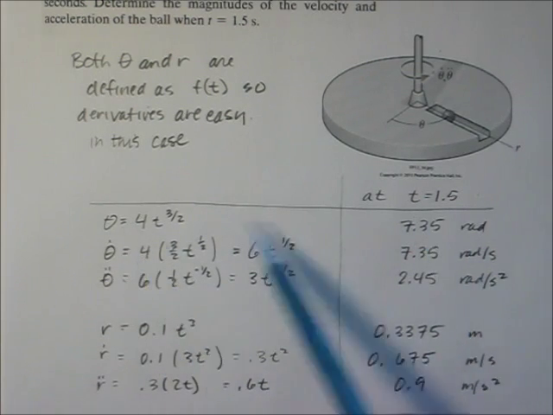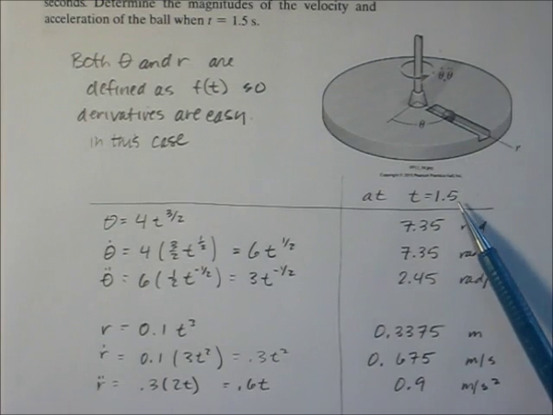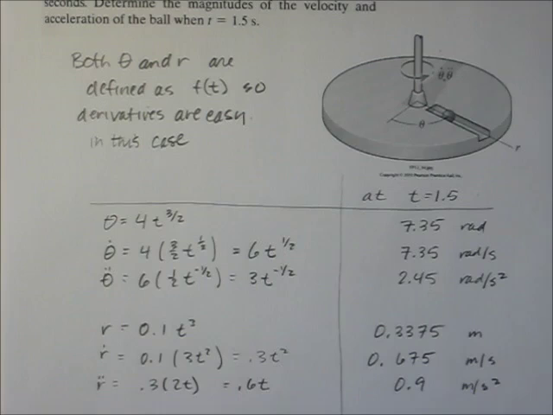Now I can evaluate this, like I said, in a table format at t equals 1.5, because that's what we're looking for. The end of the problem is when t is equal to 1.5. So plug in 1.5 into each of these, and I can evaluate that. Theta is going to be 7.35 radians, so it's kind of gone a couple of revolutions, I guess. 2 pi radians is 1 revolution, so that would be around 2 revolutions. 7.35 radians per second would be my theta dot, and theta double dot would be 2.45.